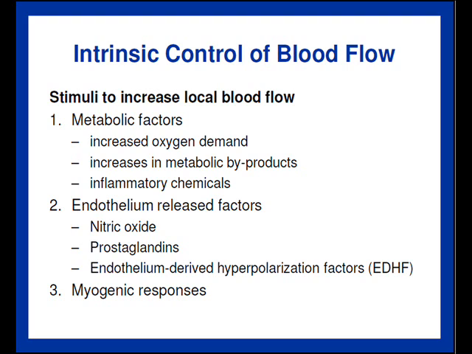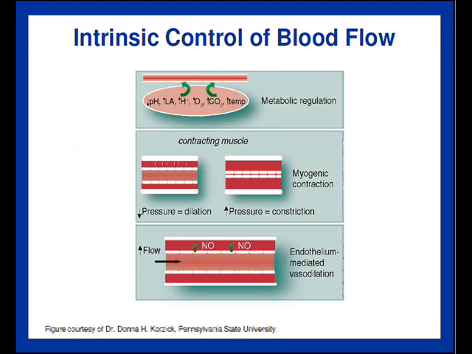Contracting muscle can also play a role. Myogenic contraction. Myogenic meaning muscle. Okay? A decrease in pressure causes dilation. An increase in pressure causes constriction. That's another way the tissue bed can regulate blood flow during exercise.